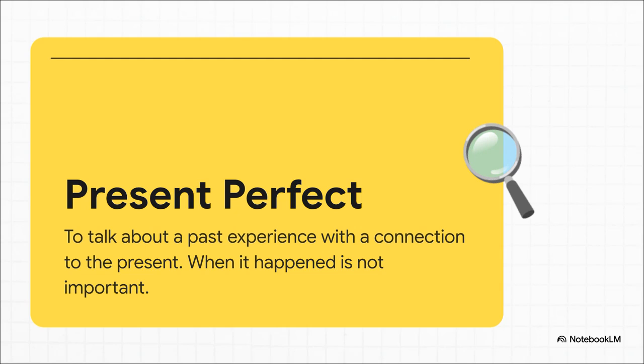And here it is, the most important thing you need to remember. The present perfect is for talking about things that happened in the past but have a real connection to right now. And the key part? The specific time it happened, yesterday, last year, 10 years ago, it just doesn't matter.